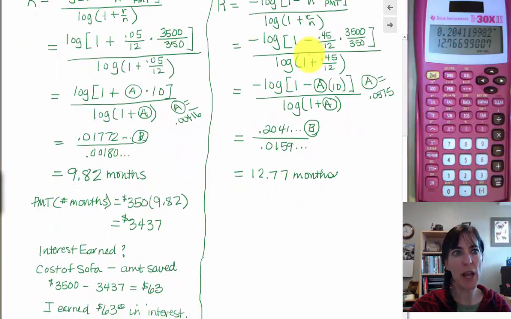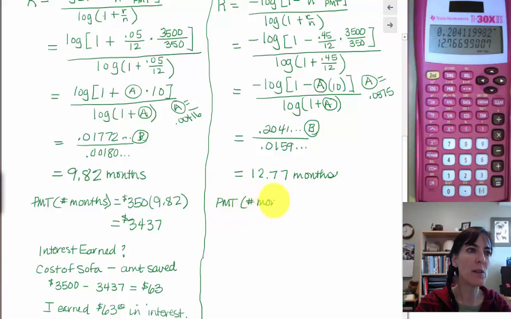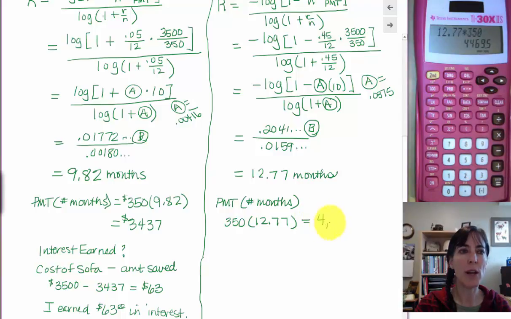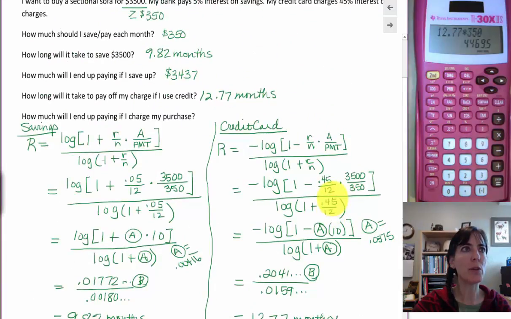And how much will I end up paying? So remember, that's going to be the same thing I did for the savings. It'll be the payment times the number of months. So 350 times 12.77. I get $4,469.50, which is the total amount that it will cost if I use credit with this ridiculous interest rate.